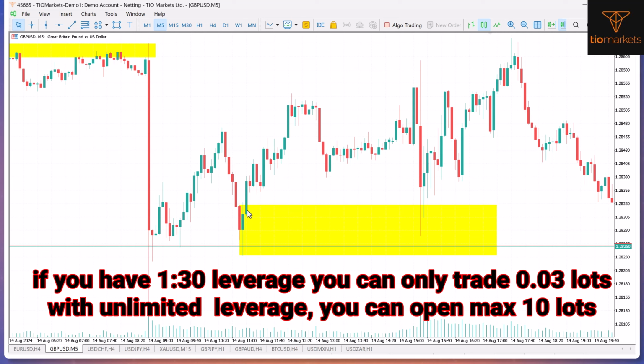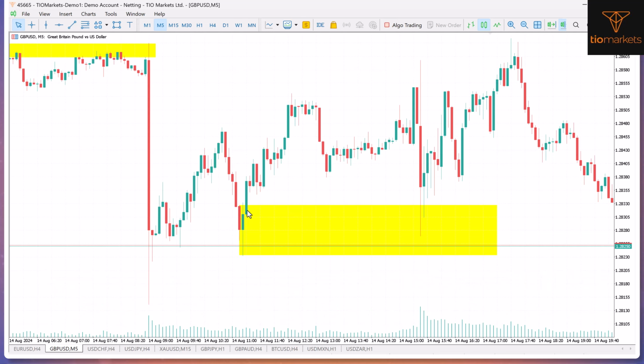So for example, if you have $100 and you are trading a $100 account, you would typically need to open 0.03 lot size, which is a very mini lot, and you are going to be using that.